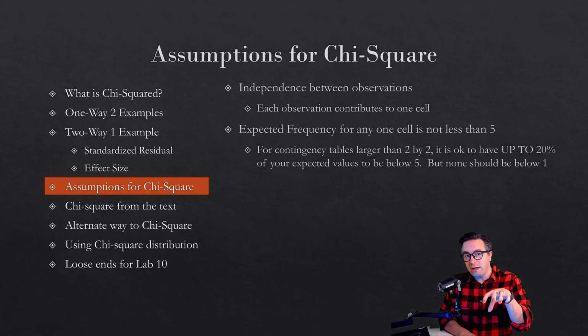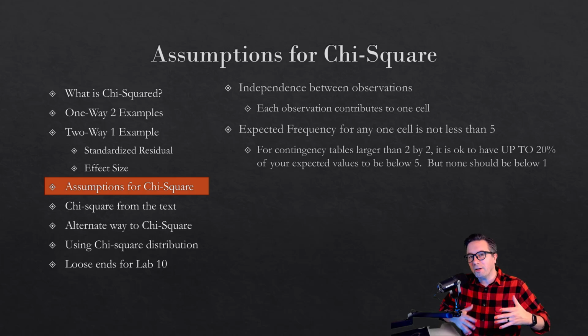So our expected frequency for anything can't be less than 5. And we talked about this in the last slide. For contingency tables larger than 2x2, it's okay to have up to 20% of your expected values below 5, but none should be below 1. So really, the biggest thing to keep in mind is not less than 5. We're going to be working with a table that's more than a 2x2, so it's different, but the rule of thumb is 5, and if it's not a 2x2, it might be okay. So just keep that in mind.